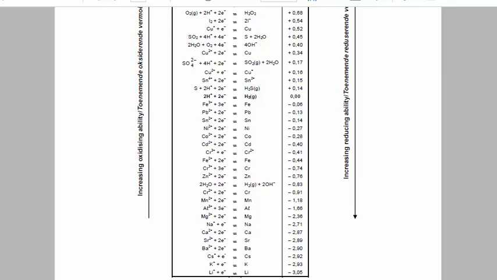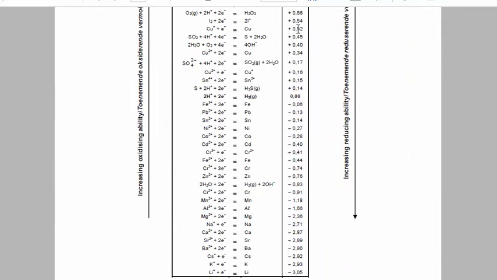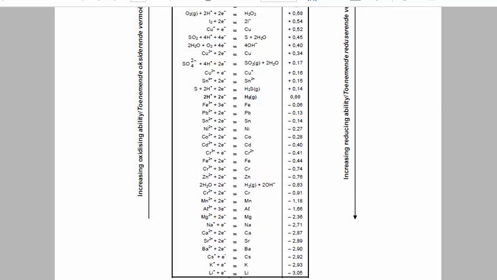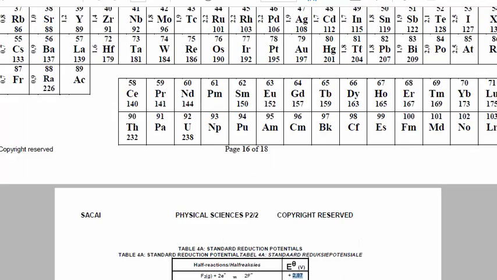And obviously now, if I wanted to know what would be the voltage between any two elements, I don't need to go and compare the two elements directly with each other. I just take their standard electrode potentials and subtract the two from each other, and that will give me the voltage.